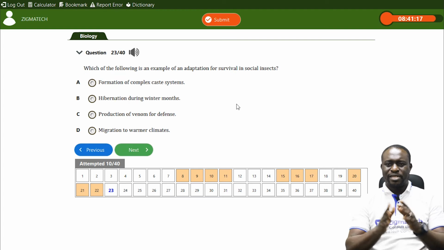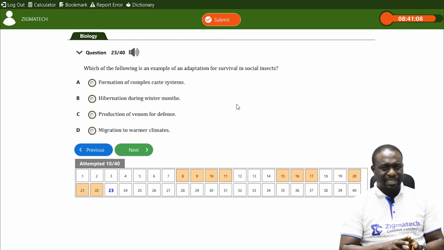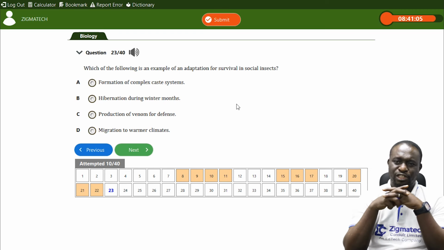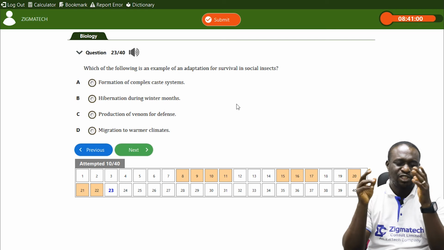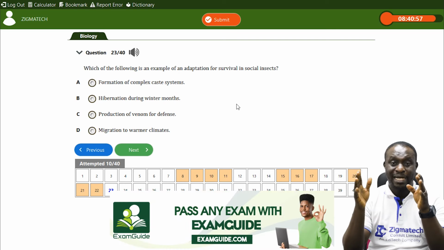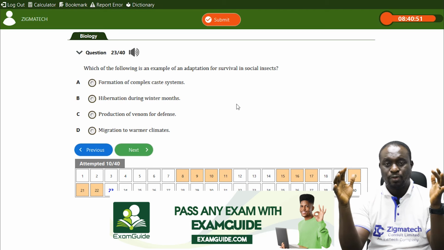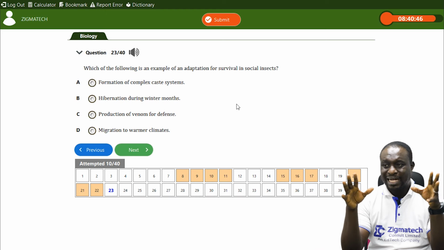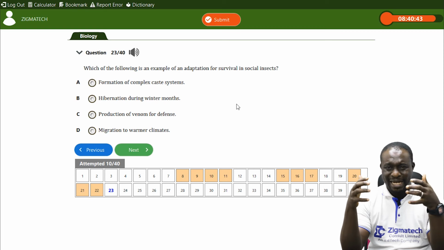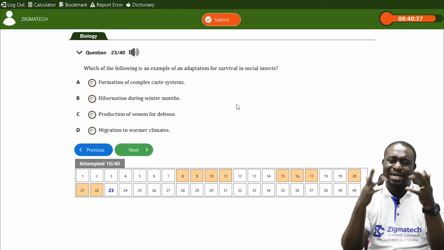Option A. Question 23. Which of the following is an example of an adaptation for survival in social insects? Now, what are social insects, for instance? Social insects are insects that are well organized, and they have groups or an organization in which they delegate functions and carry out tasks. They are well organized. They are groups, and we call them castes.